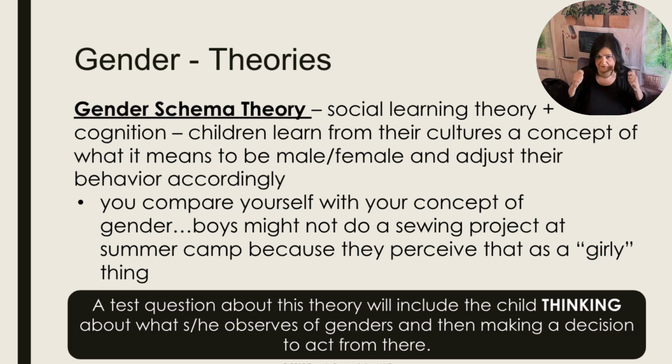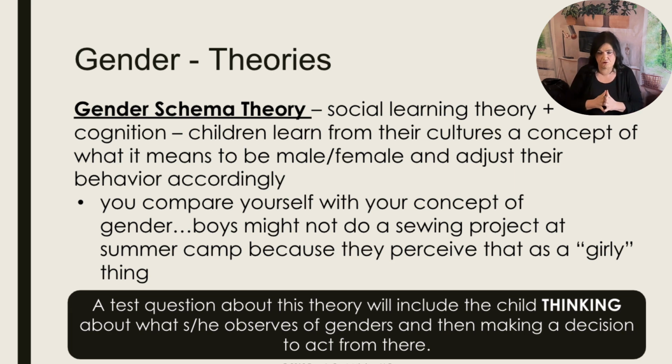They don't just let their hair grow long. They're thinking about the process of looking like a girl, right? That's gender schema theory. So if you compare yourself with the concept of gender, of what girls and boys normally do consciously, then you will follow instead. So boys might not want to do a sewing project at summer camp because they perceive that as a girly thing. Or they might not want to keep their hair long because long hair is a girly thing. Or vice versa for girls.